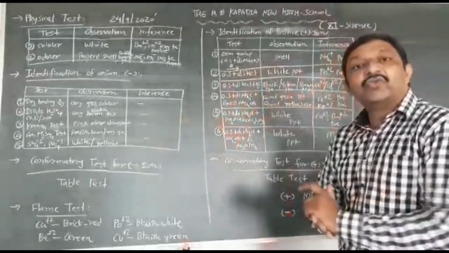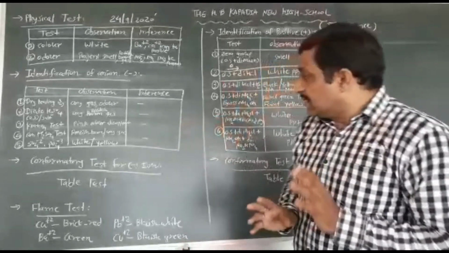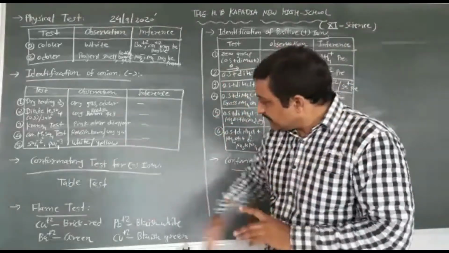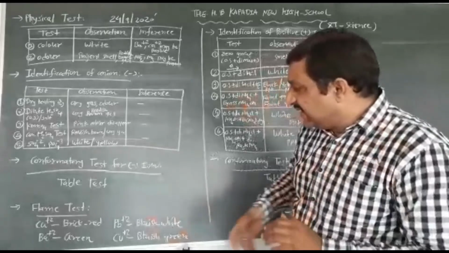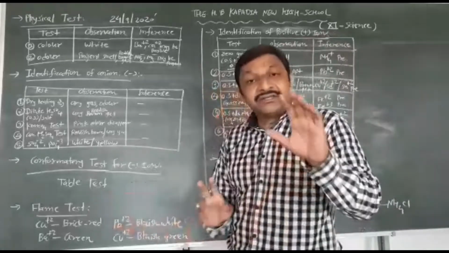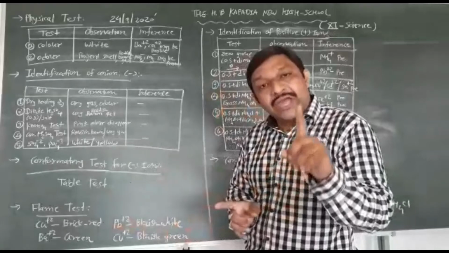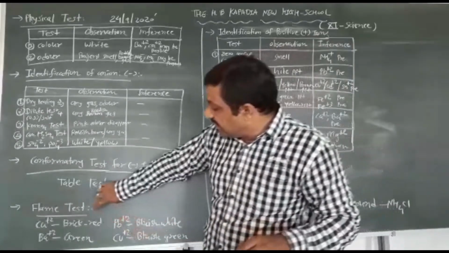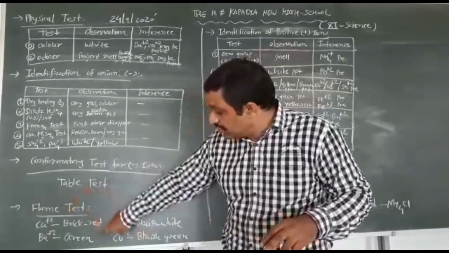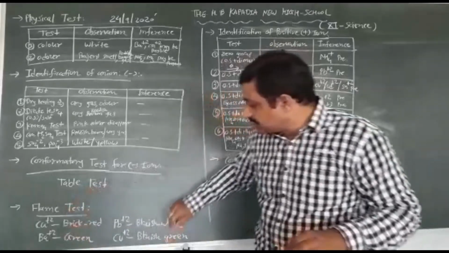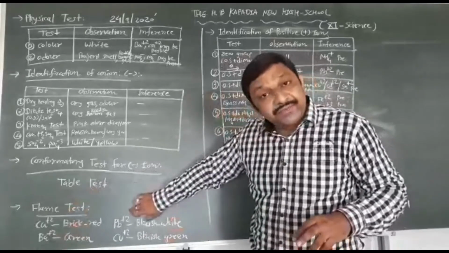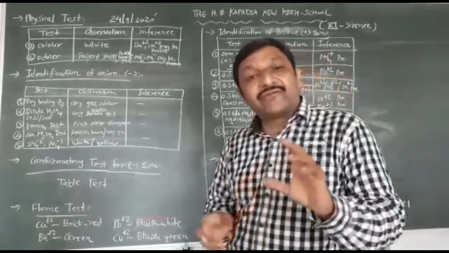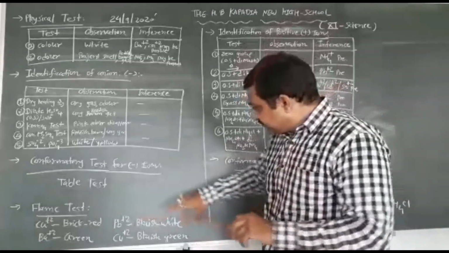Now listen, to find out the positive ion you have to perform the flame test. The colors for the flame test are given in the manual, so you can read them there and then perform the flame test. If brick red, then Ca plus 2; green, then Ba plus 2; bluish white, then Pb plus 2; and Cu plus 2 for bluish green in the flame test.